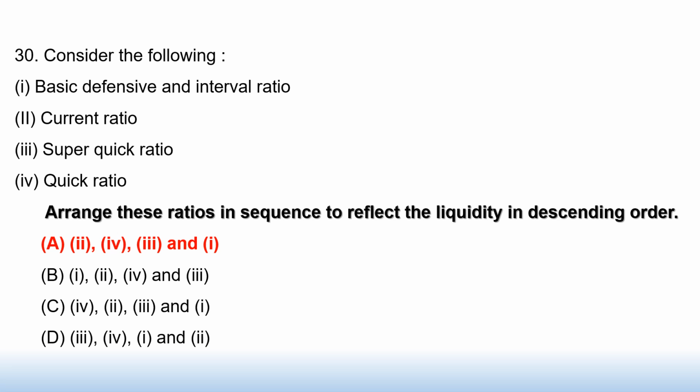Consider the following. Option 1, basic defensive and interval ratio, 2, current ratio, 3, super quick ratio, 4, quick ratio. Arrange these ratios in sequence to reflect the liquidity in descending order. Answer option A, that is current ratio, quick ratio, super quick ratio and basic defensive and interval ratio.